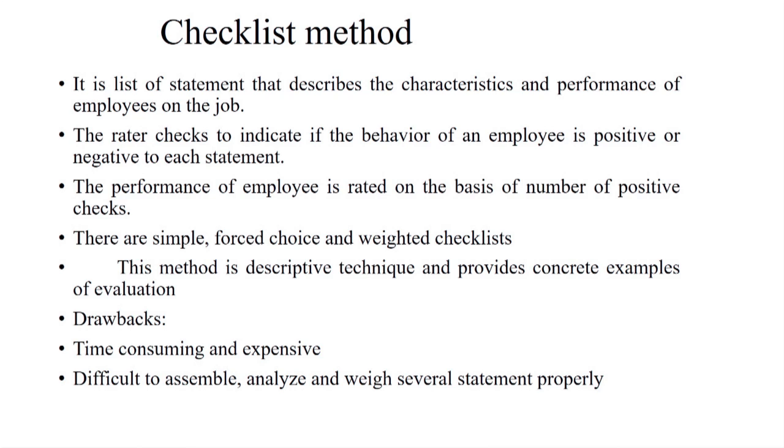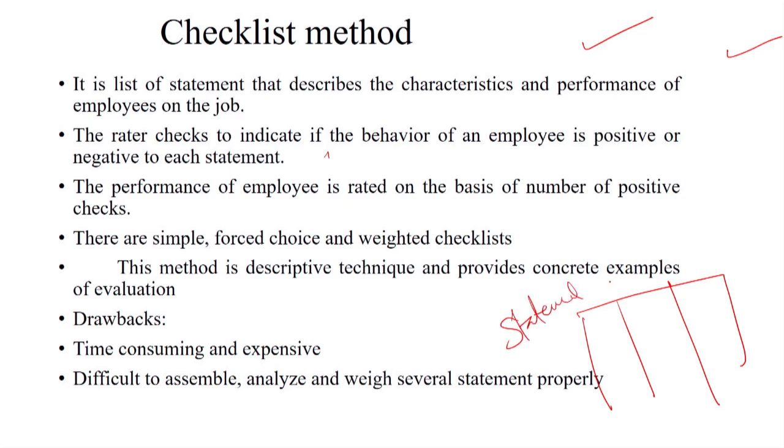The next method that we have is the checklist method. When we are talking about a checklist, it is a simple checking list. For example, if I ask you, do you have a scooter? Yes or no. Here the statements are given, and in the checklist method, we evaluate the performance of the person by asking yes or no.